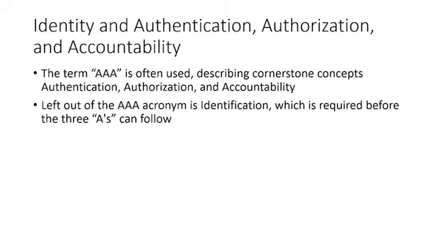Let's talk a little bit about identity and authentication, authorization, and accountability. Usually when you stick those three together, you get something that you call an AAA service. These are the cornerstone concepts of AAA: authentication, authorization, and accountability. Now, left out of the AAA acronym is one that we have to actually have beforehand.